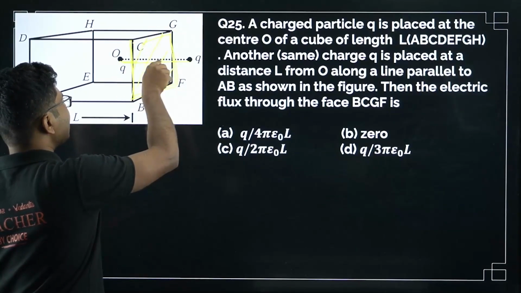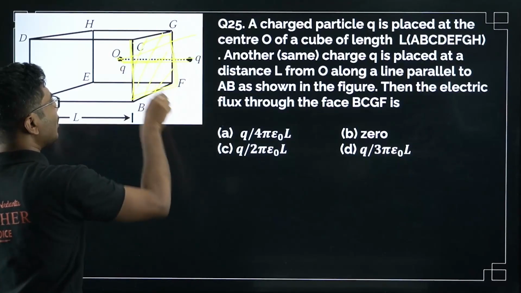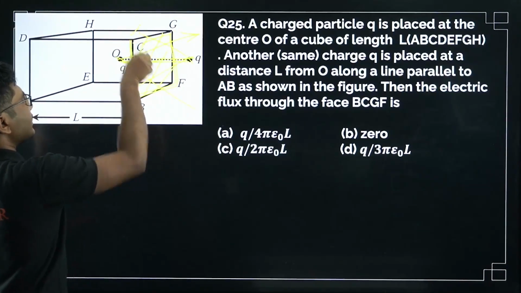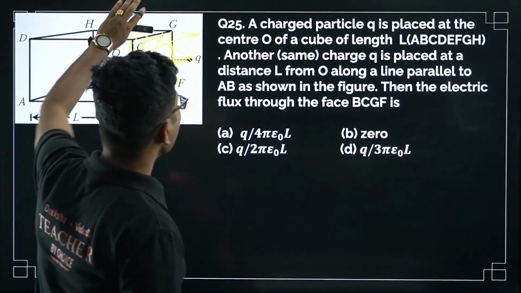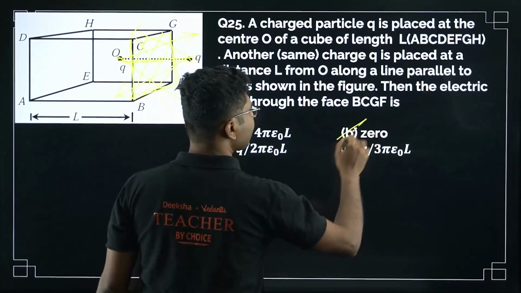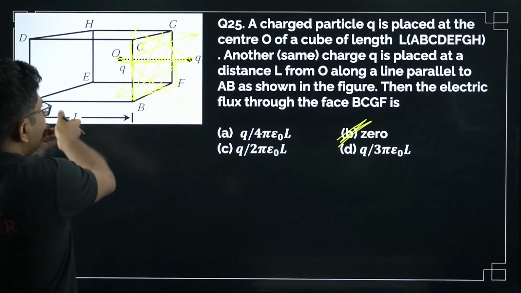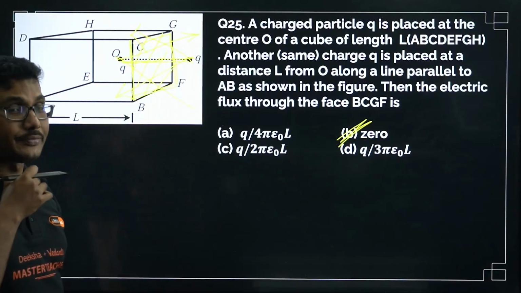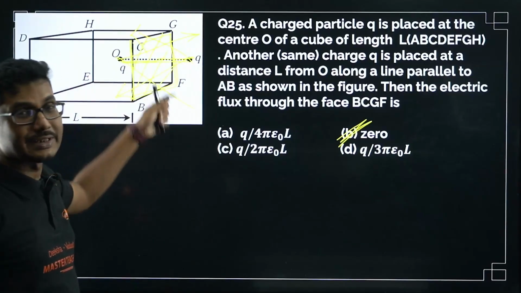This distance and this distance are equal, so whatever flux is outward due to this charge, the same flux will be inward due to this charge. So they will cancel each other. The net flux through this surface will be 0. If you consider the entire cube, then it will be q by epsilon naught. The entire surface. But if you consider only a single surface, it can be 0.